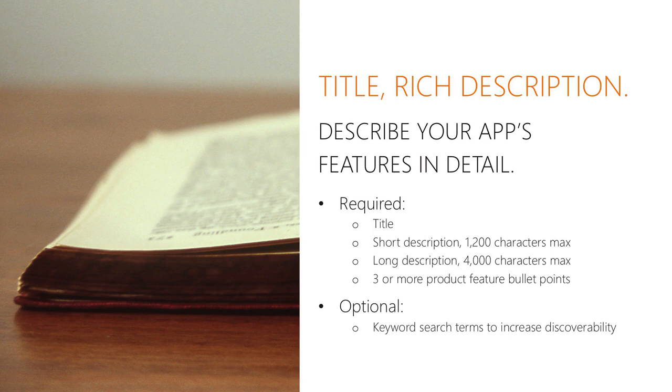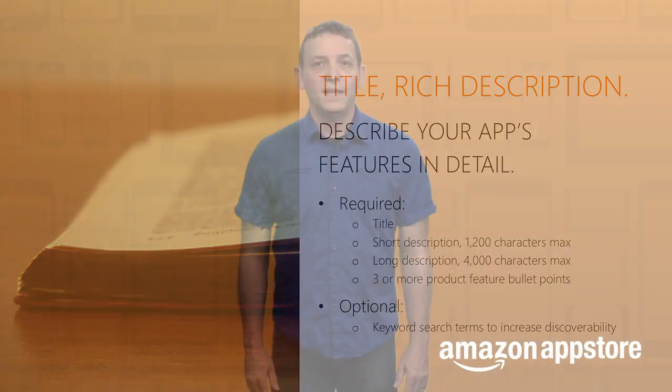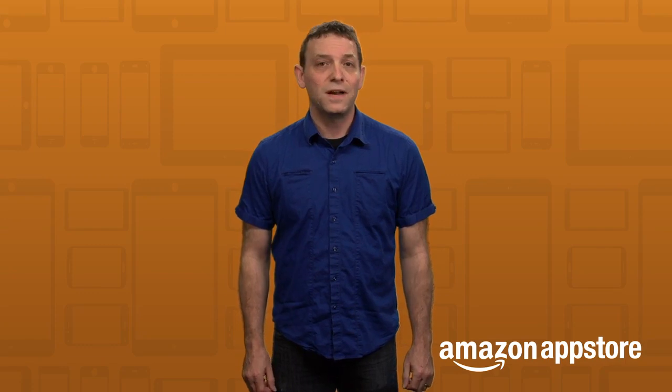The Amazon Appstore supports separate short and long descriptions, so you can hit just the key features in one and provide extra detail in the other. It also displays bullet points for each app, so you can highlight the things that set your app apart. Keywords are optional, but help customers find your app when they enter specific search terms.